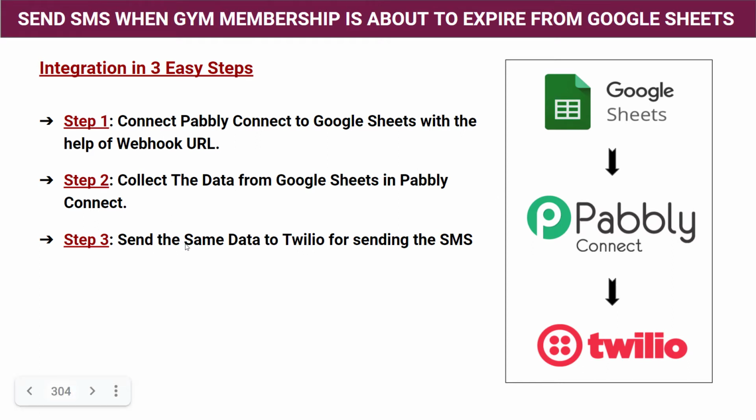Now after that we have the third step. So basically what we are going to do here is using the data that we have collected from Google Sheets, which is present in Pabbly Connect, we are going to construct an SMS in Twilio to send this SMS. So after building this workflow, all you have to do is just sit back and relax because whenever there is a new entry made in Google Sheets, an SMS will be sent via Twilio.